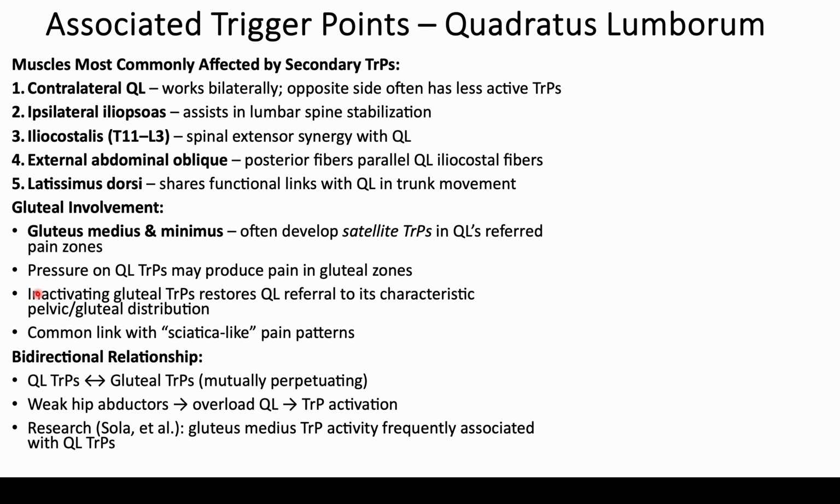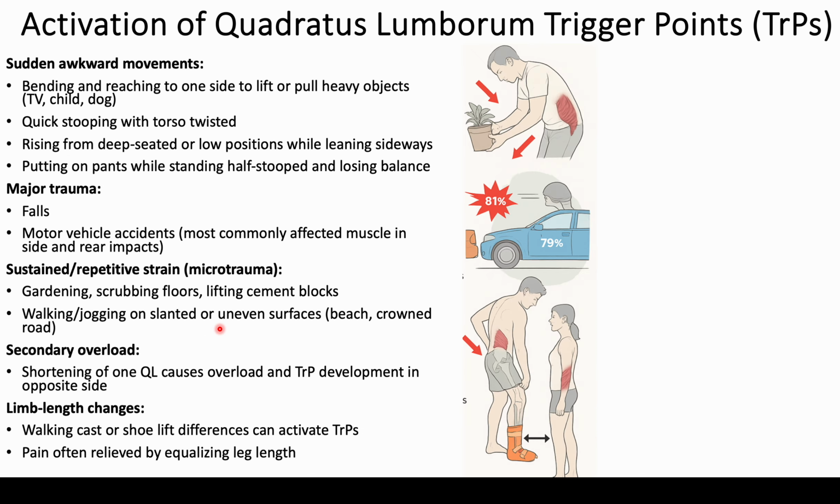Associated trigger points with the quadratus lumborum, meaning these are the guys you want to look at as well: contralateral QL, ipsilateral iliopsoas, iliocostalis, external abdominal oblique, latissimus dorsi muscle, as well as the glute muscles. Very, very important to look at these muscles as well when you identify QL trigger points.